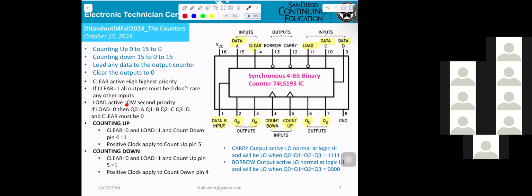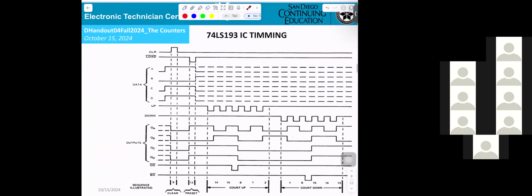Load is active low, second priority. This is the load here. You apply 0, so whatever the data input equals will go into the output. That means you're loading. However, clear is the highest priority. Clear has to equal 0 to load. If clear equals 1, you cannot do anything: cannot count, cannot load. Output has to be 0. That tells you about counting up and counting down.